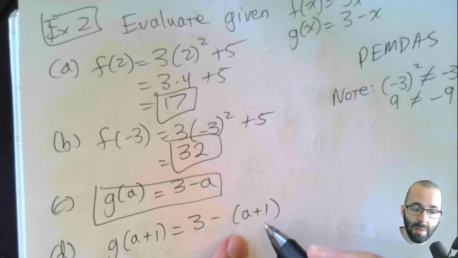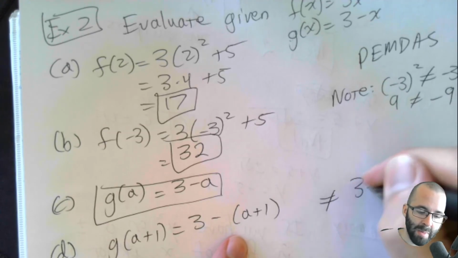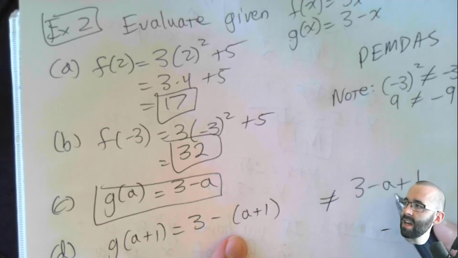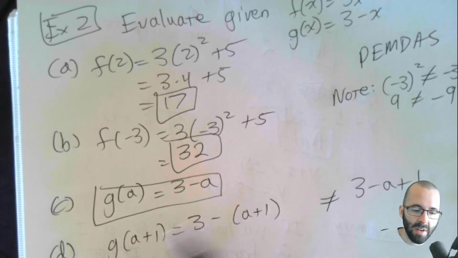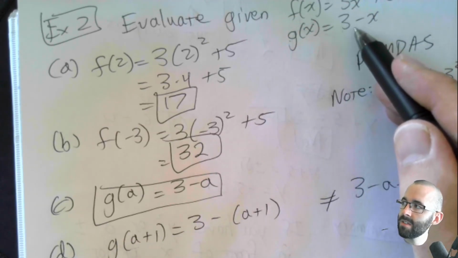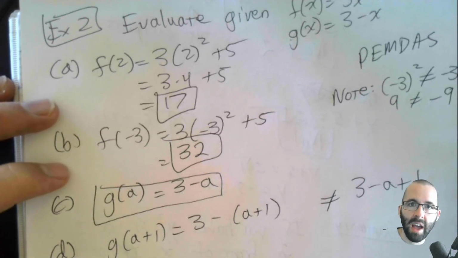So you do need parentheses right here. This is not going to be 3 minus a plus 1 because now you're not subtracting the whole input. Our input here is a plus 1. And our function tells us to subtract the entire input. So watch out for that.